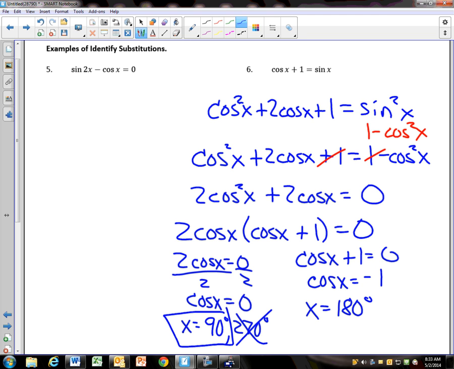Try 180. Cosine of 180. Negative 1. Negative 1 plus 1 is 0. Sine of 180? 0. So 180 worked, 90 worked, 270 did not. Those are our solutions. So we created an extra one, we just plugged in and tried to find out which one worked, which one didn't. That's it.